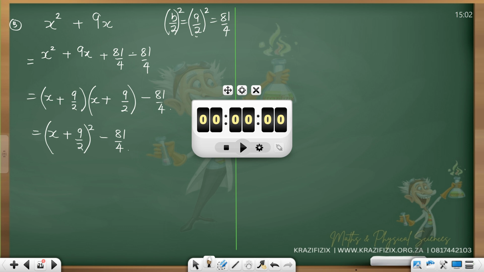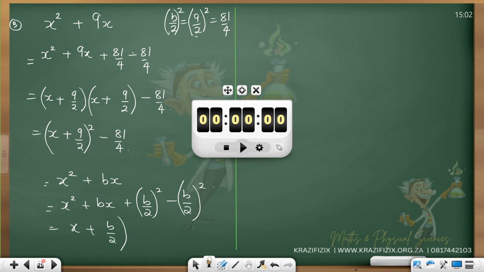So, what I want to do is, instead of writing -2, I just wrote +9. You can't just say +9. Remember what I told you? It's b over 2 squared. B over 2. That's very important. So basically, we're saying if I have x squared plus bx, then it becomes x squared plus bx plus b over 2 squared minus b over 2 squared. And this then would give us x plus that same b over 2.